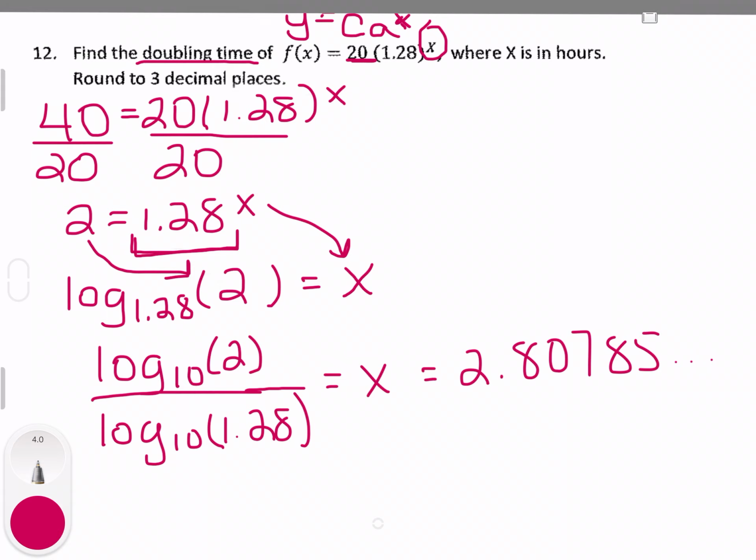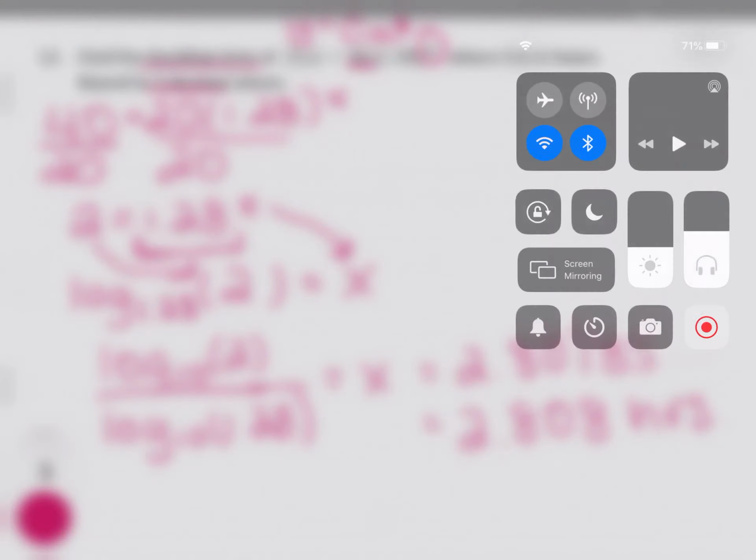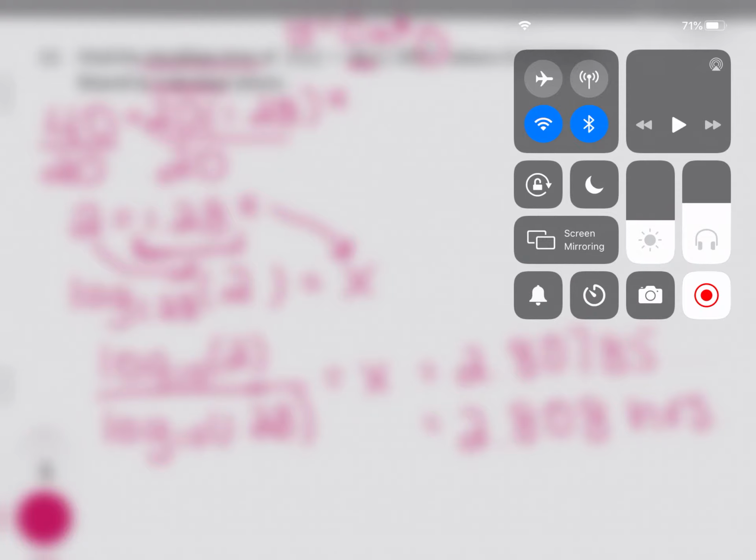And then when you plug this into your calculator, you're going to get 2.80785, and so on. And then it wants us to round to 3 decimal places, so that's going to be 2.808. And then don't forget your units, we are in hours.